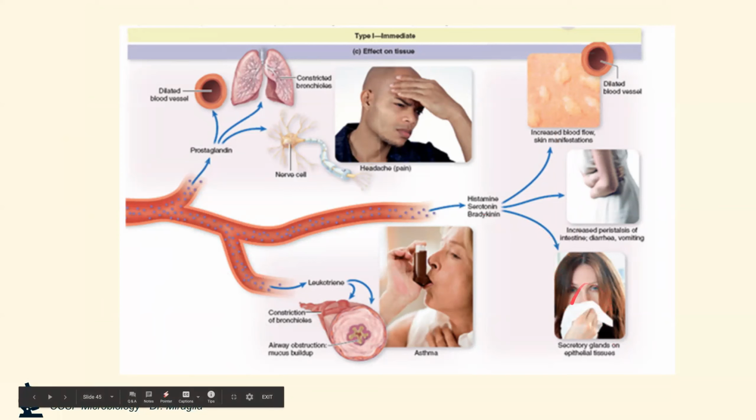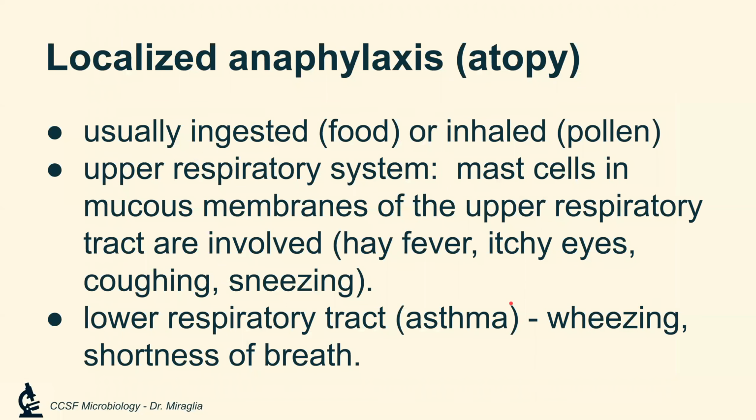These can cause you to have a drippy nose, we've talked about before. Here's the bronchial constriction, so you see the woman with her inhaler. All right, so these are just the effects of these mediators on your tissues. All right, so localized anaphylaxis is not a huge problem. It's usually from food or pollen.